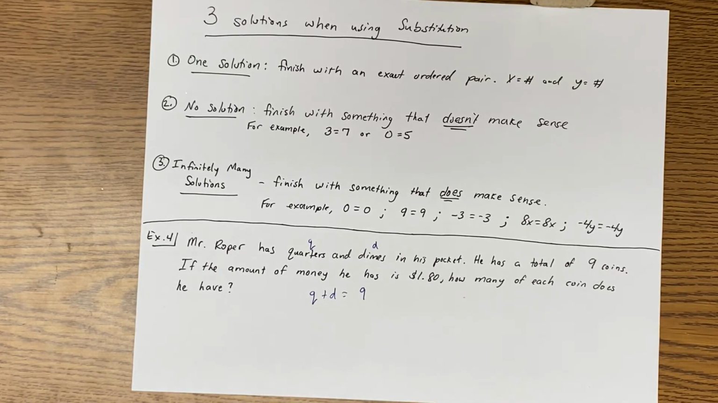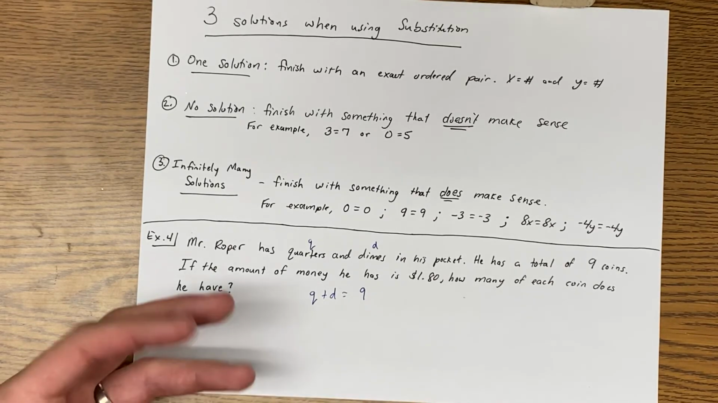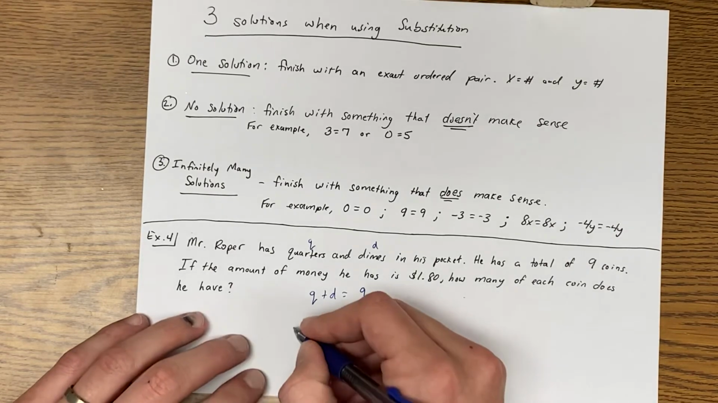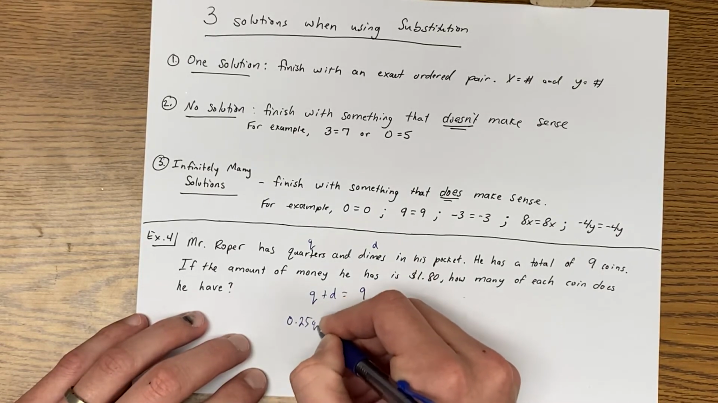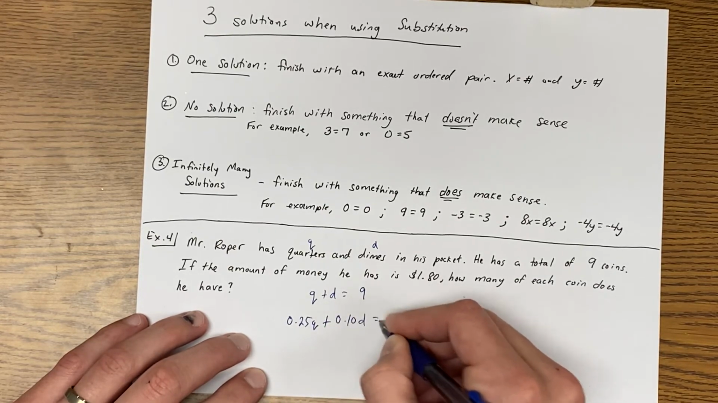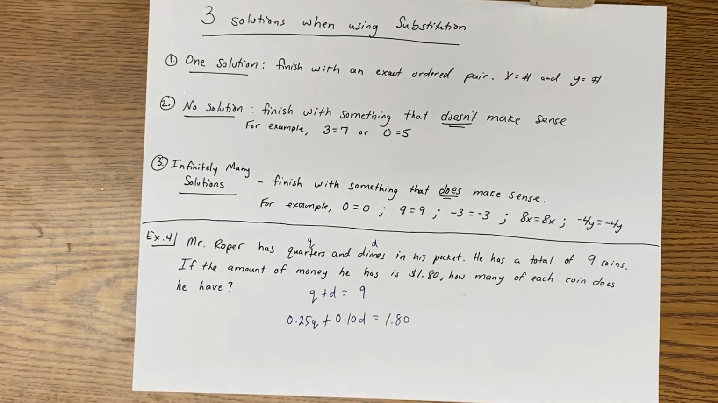Okay, so now it says if the amount of money is $1.80, how many of each coin does he have? Okay, well now we're going to write an equation in terms of money. So we got to think about quarters. How would we write quarters in terms of money? Well, a quarter is 25 cents, right? So we would say 0.25Q plus dimes are 10 cents equals $1.80.